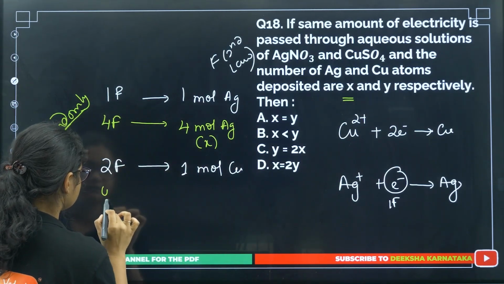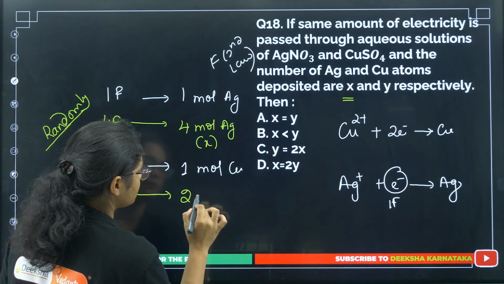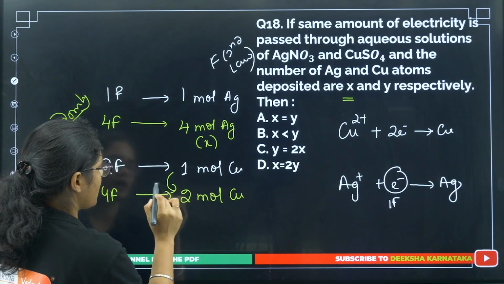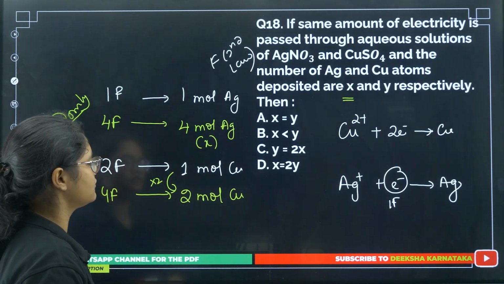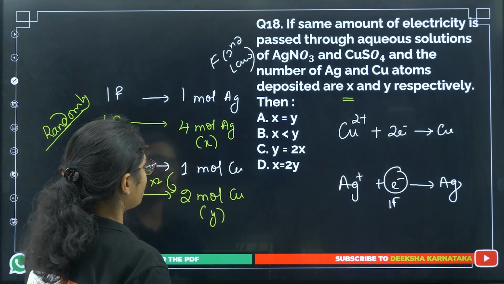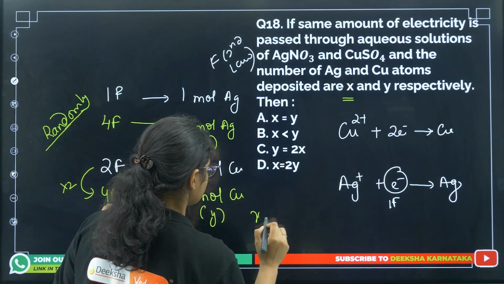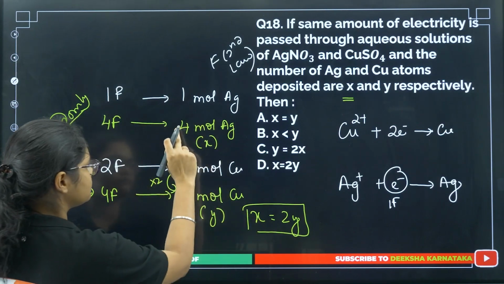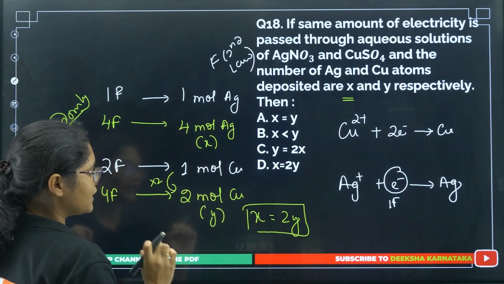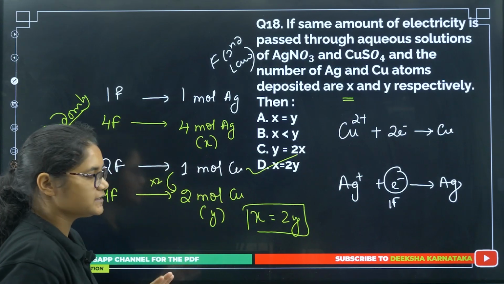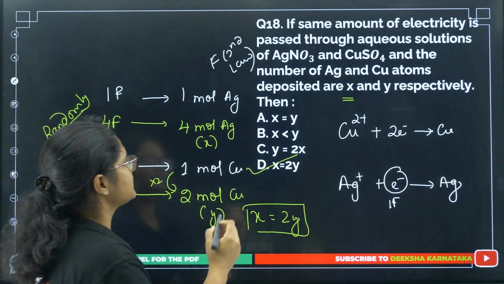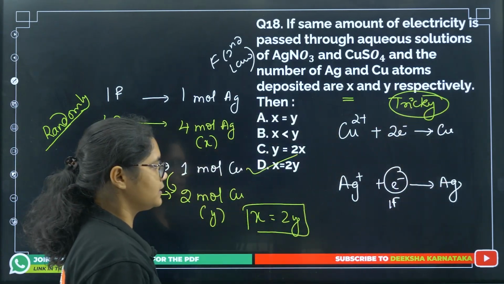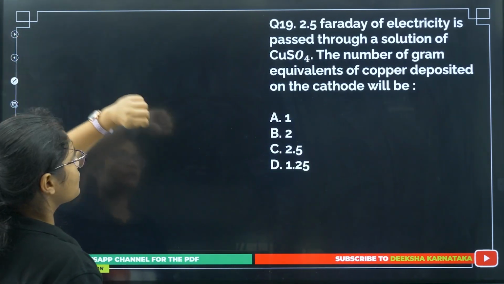Now if I pass 4 Faraday, how many moles of copper will be deposited? 2 moles of copper will deposit, right? This is half of that one, so 4 Faraday will deposit 2 moles of copper, which is Y. So now I can say that X is 2 times Y, right? 4 is 2 times 2. So we will get option D as the correct answer, that is X is equal to 2Y. This question I will tell is a little tricky, not very easy, but if you have understood the concept, it is a doable question.